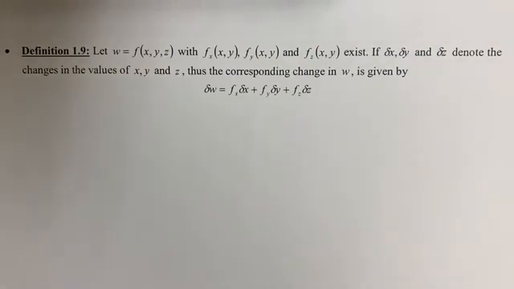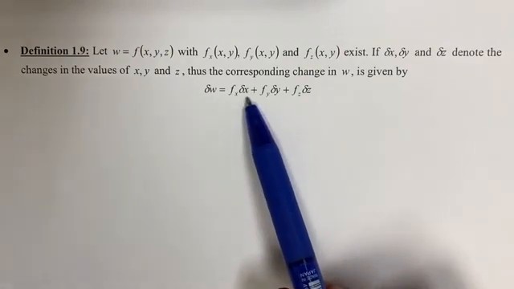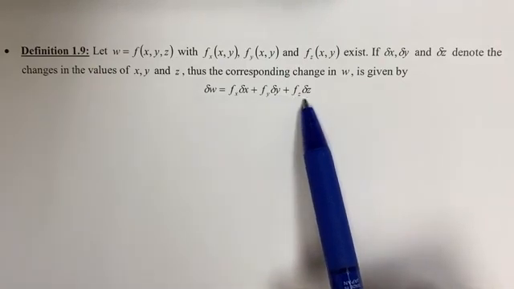The last definition, 1.9. Let W equal to f(x, y, z) with fx, fy and fz existing. If delta x, delta y and delta z denote the change in the values of x, y and z, then the corresponding change in W is given by delta W equal to fx delta x plus fy multiplied by delta y plus fz multiplied by delta z.